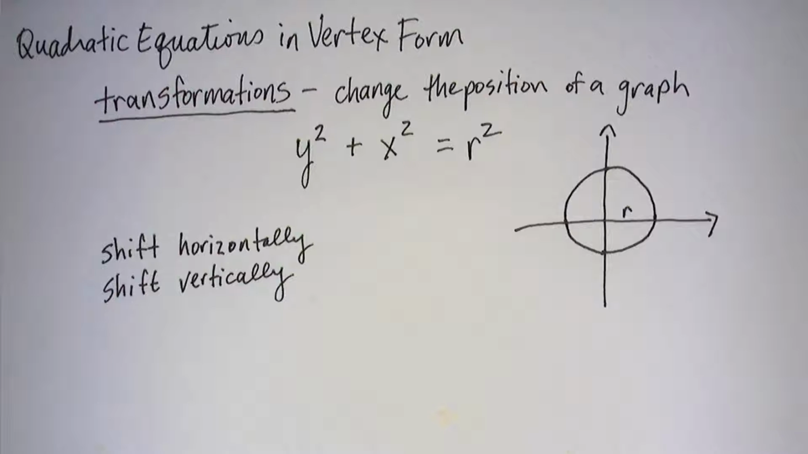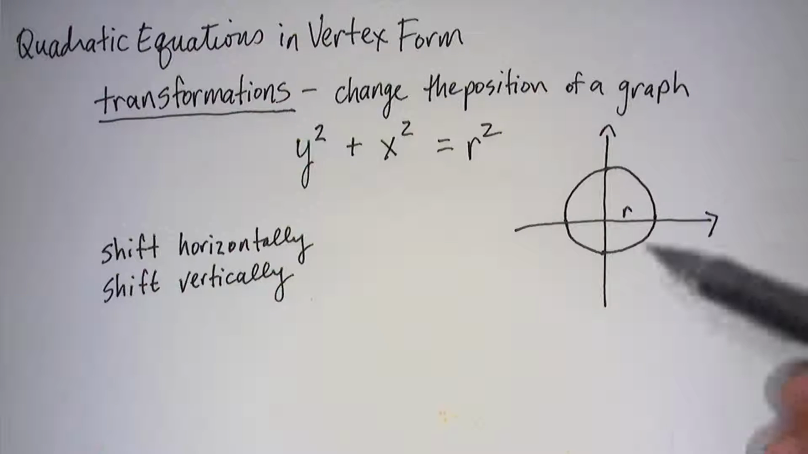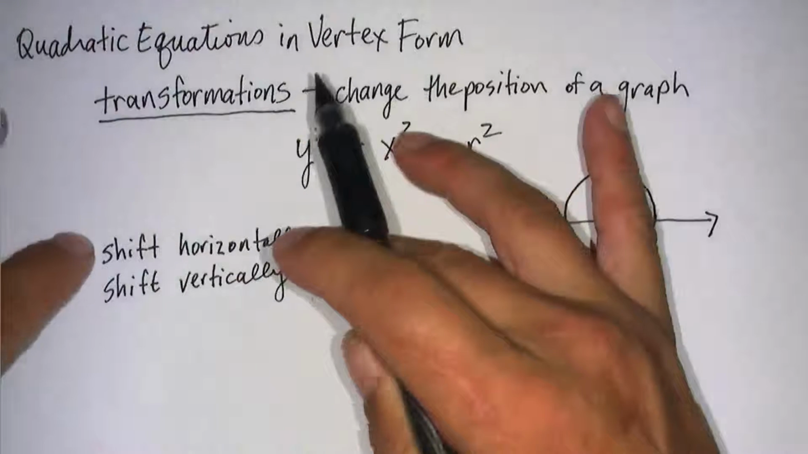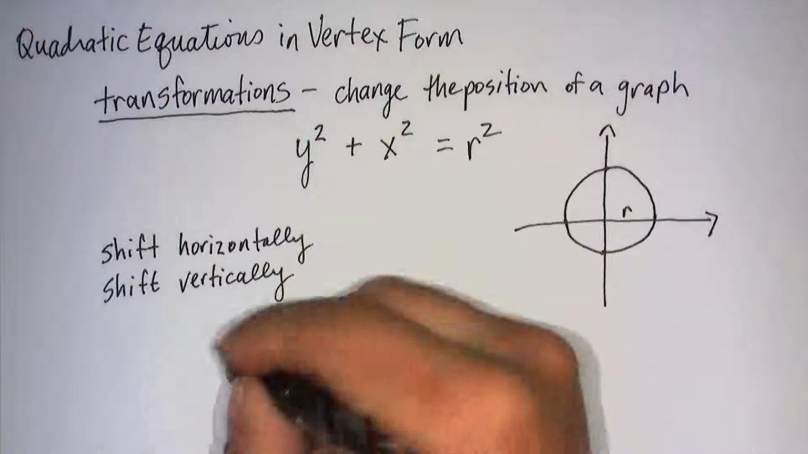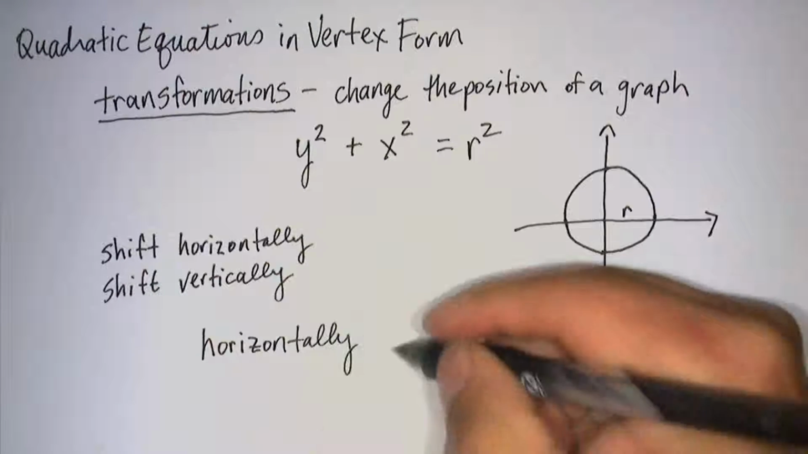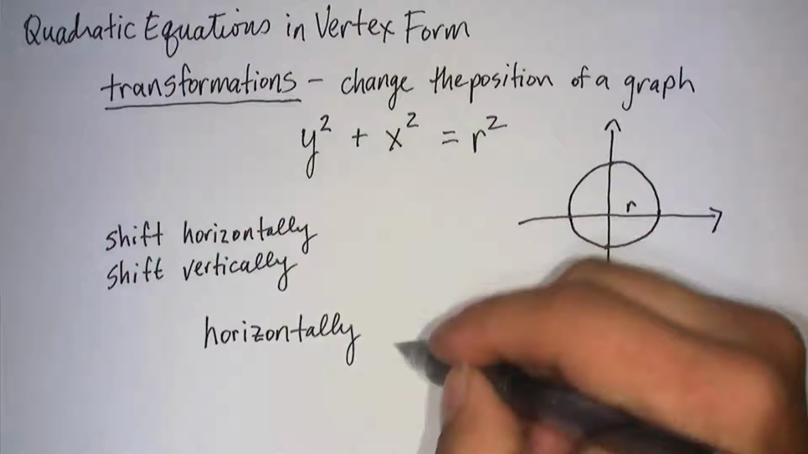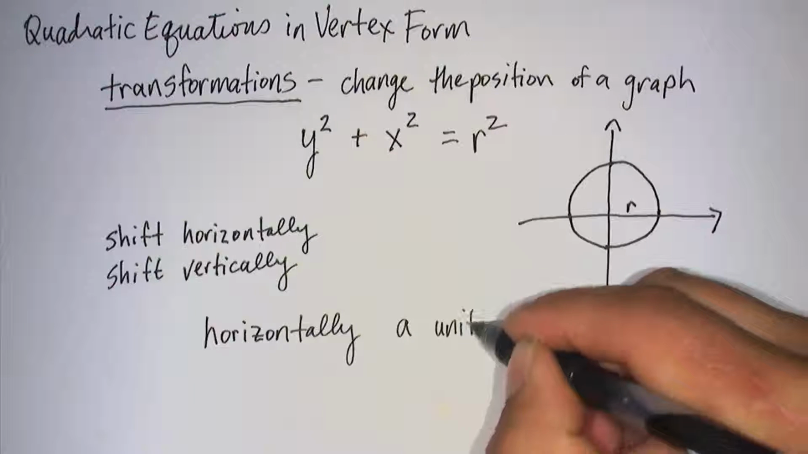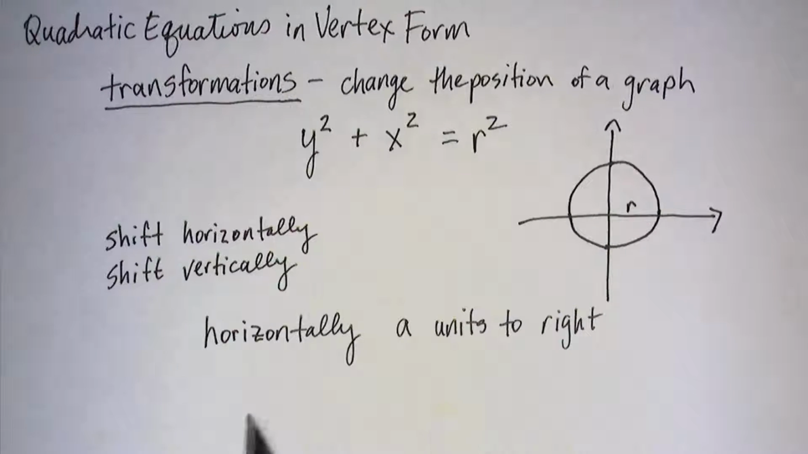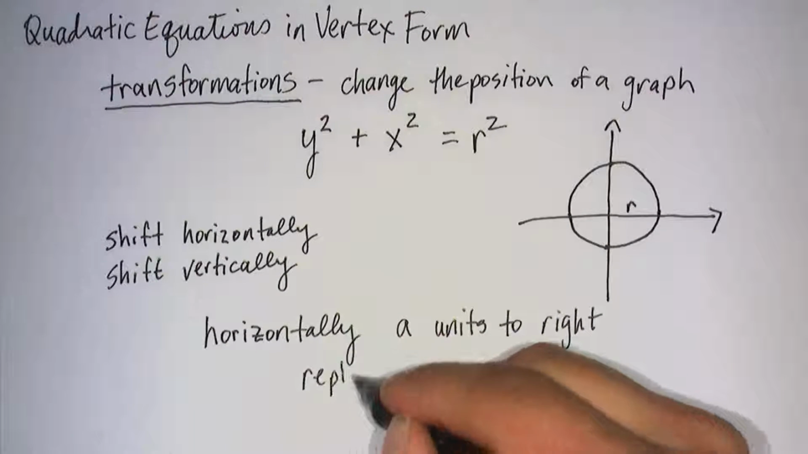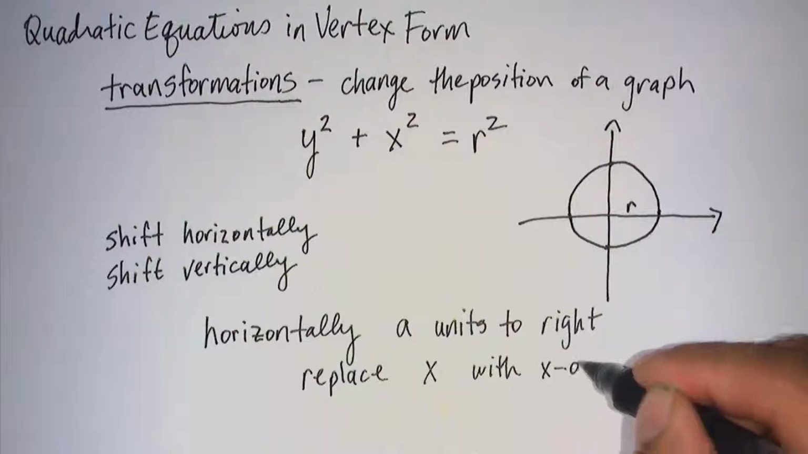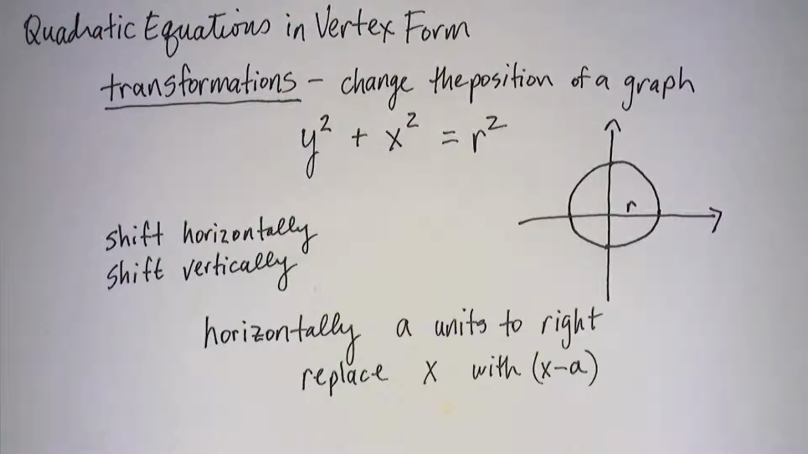You can also reflect it over the y-axis, which you wouldn't do with the circle because it would be the same, because the circle is symmetrical. But let's just talk about shifting horizontally and shifting vertically. Okay, so to shift horizontally a units to the right, in the equation, we replace x with x minus a.